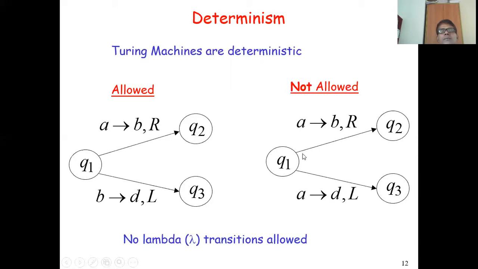We cannot determine which edge has to be followed, either Q1 to Q2 or Q1 to Q3. This is not allowed in a Turing machine, and no lambda transition is allowed in Turing machines. Later we will study non-deterministic Turing machines, but standard Turing machines are deterministic.